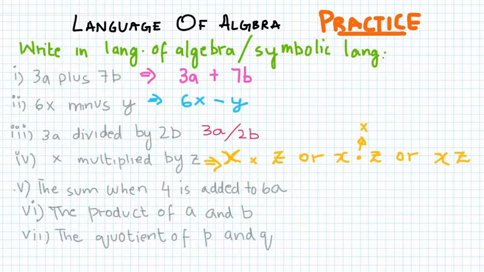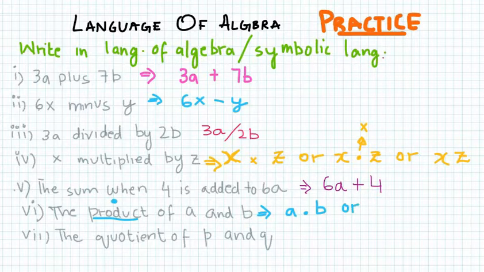So you can also write this way: the sum when 4 is added to 6a. 4 is added to 6a, that means 6a plus 4. The product of a and b, so product means multiplication, so a dot b or a b.